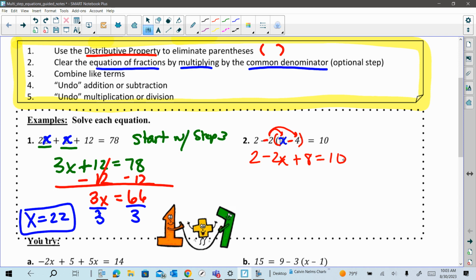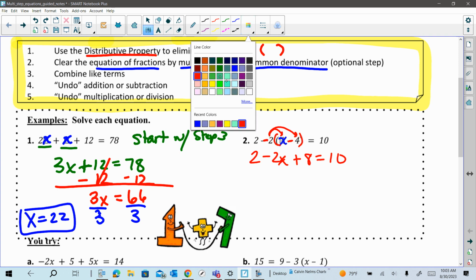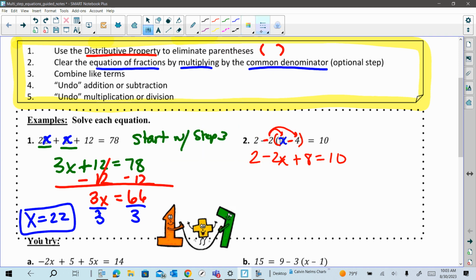We do not have fractions, but now we do have combined like terms. The like terms are the constants. The number 2 and the number 8 are the like terms. So when I rewrite this as a negative 2x plus 10 equals 10.